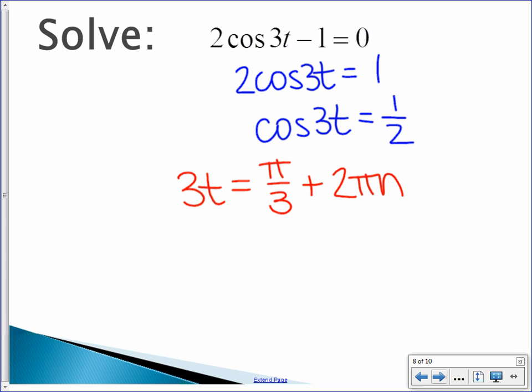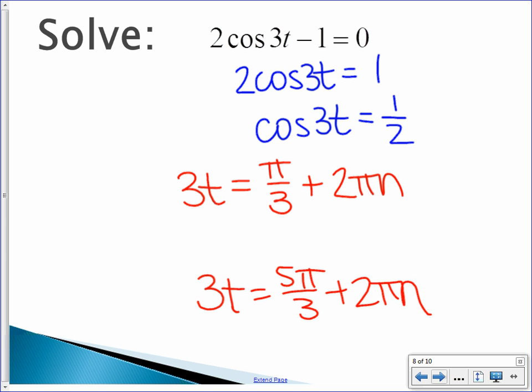Where's another place? Sean? 11 pi over 6. Of the cosine to be 1/2. 5 pi over 3. So we also have our angle 3t is 5 pi over 3 plus 2 pi n.